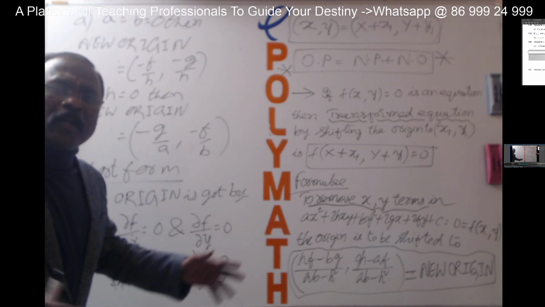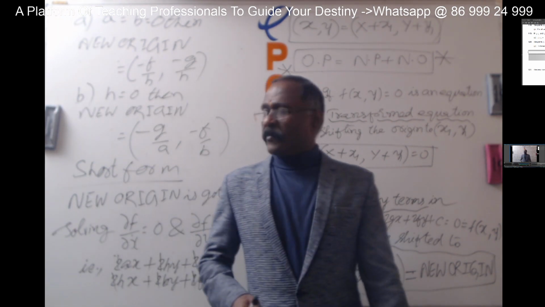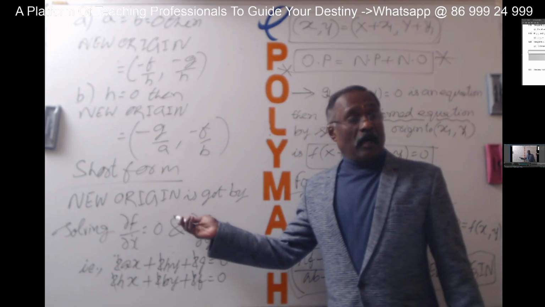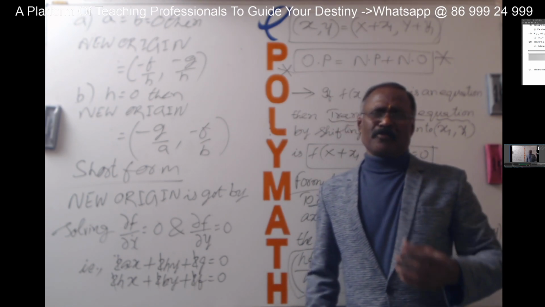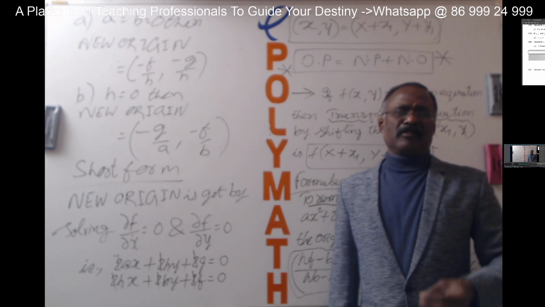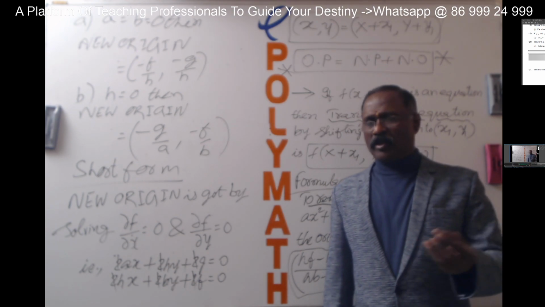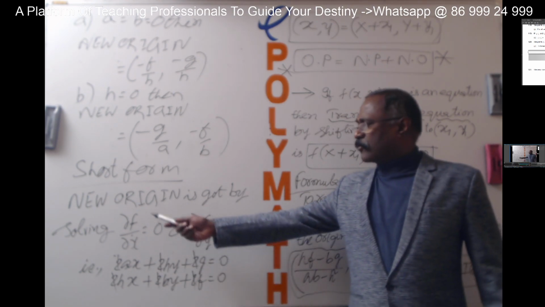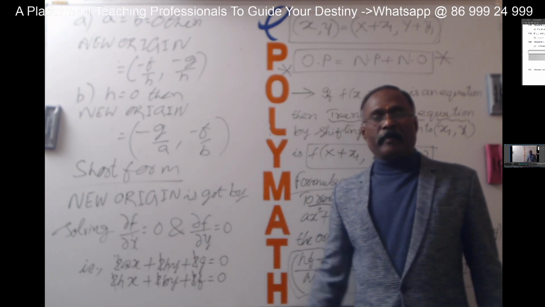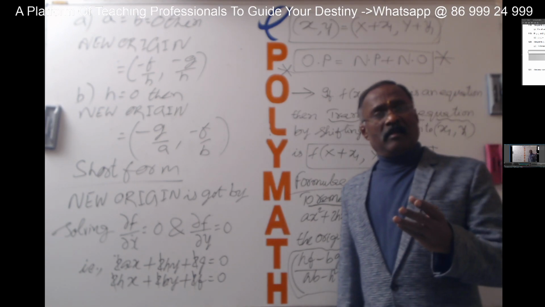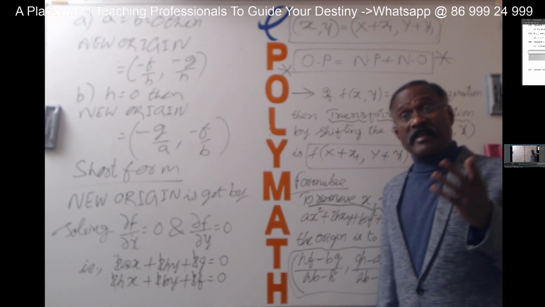If you don't want to remember all this, simply apply the short form, and of course you must know the basic derivatives. What are the basic derivatives? X power n derivative is n into x power n minus 1. If you know the basic derivatives, that is done. But you have to understand what partial derivative is. Partial differentiation, I said, you don't have at your board level, but in some states it is there.